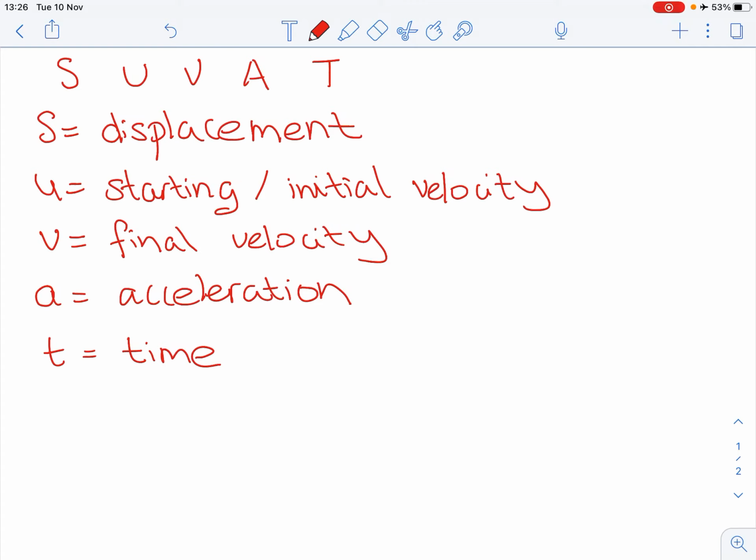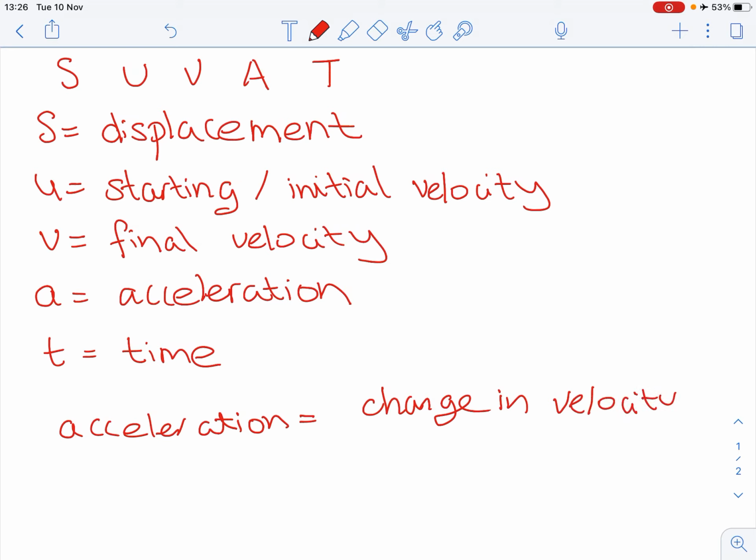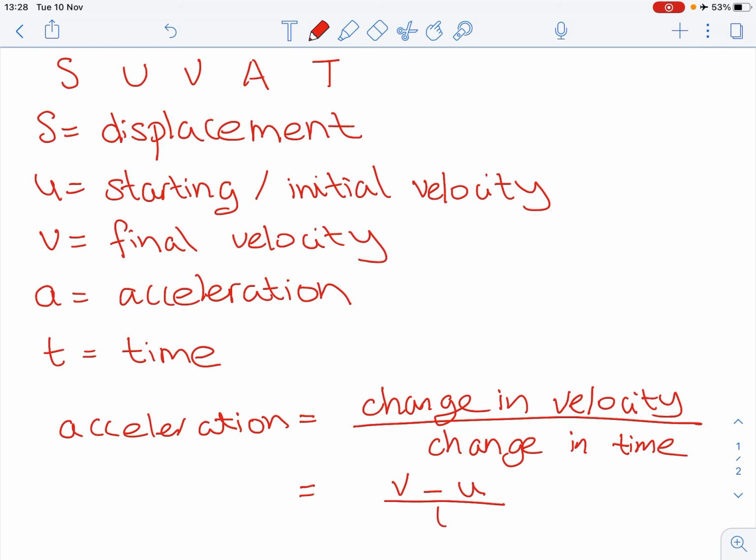So the first one we're going to look at is acceleration. So we know acceleration is the change in velocity divided by the change in time. What is the change in velocity? Well, this is our final velocity take away the initial velocity, so it tells us the difference in velocity. And change in time, it's just t, the time.